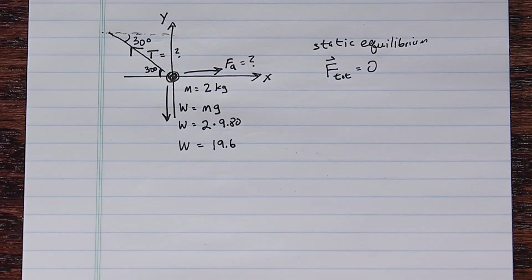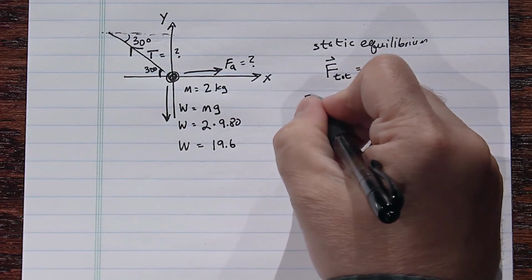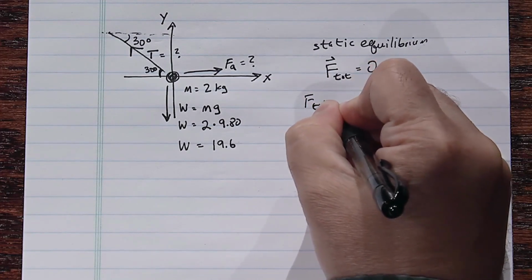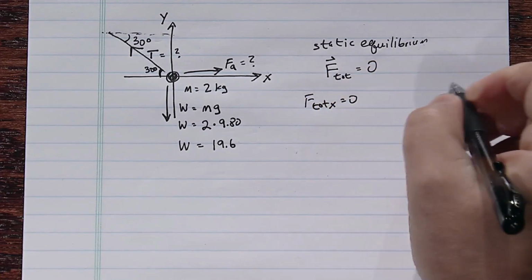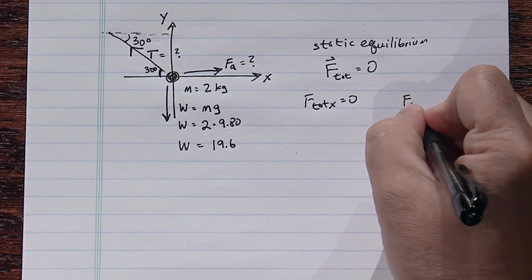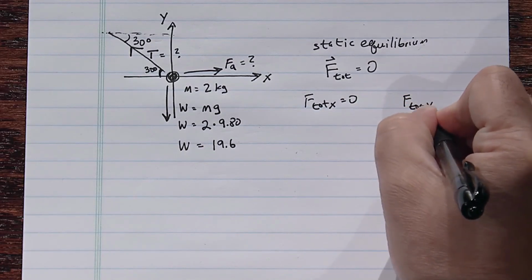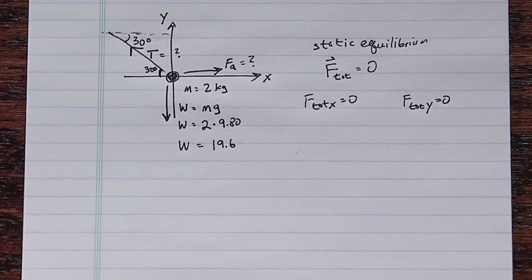Since that's a vector equation, it's actually two equations: total force in the x direction is 0, and total force in the y direction is 0. So a vector equation is two equations. And since we have two unknowns and two equations, we'll be able to solve.